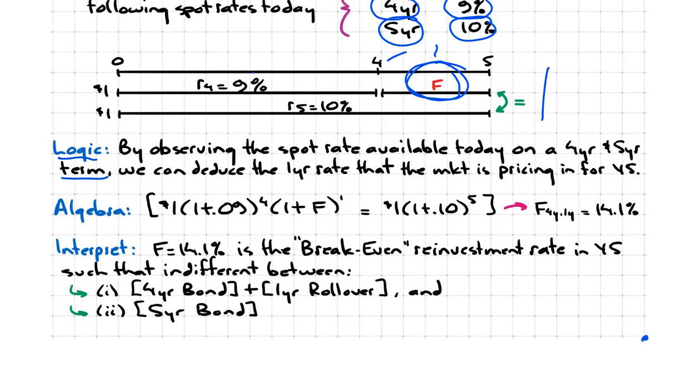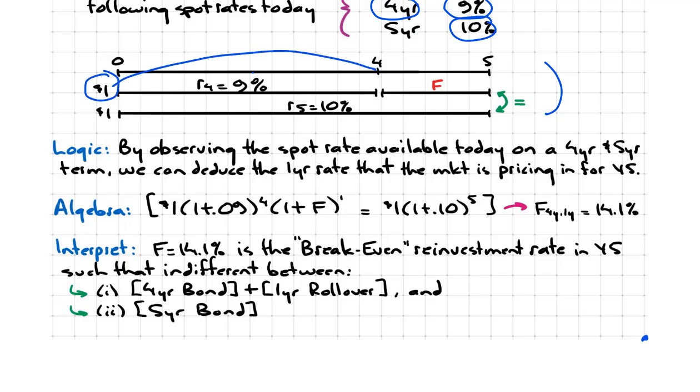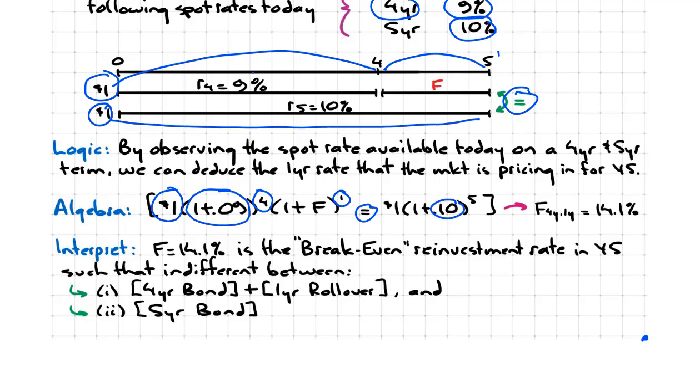Now the algebra is as follows, and all the algebra is going to do, ladies and gentlemen, is take this visual framework here and convert it into an algebraic framework, and here it is. So here's my $1 growing at 9% for 4 periods, and then rolling it over at this forward rate for 1 extra period. So that gives you a total of a 5-year period. Should be equivalent to $1 compounded at 10% for 5 periods, and that's exactly what we have over there.